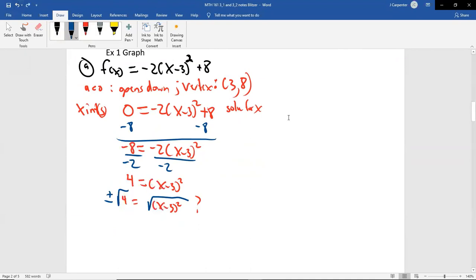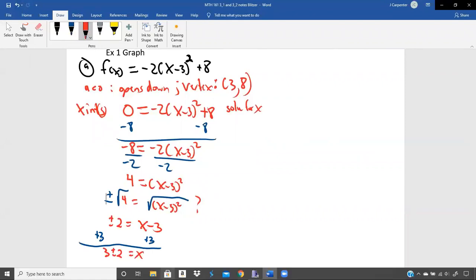Pre-calc 1, pre-calc 2, calculus, differential equations, it doesn't matter. The square root of 4 is 2, so that's a plus or minus 2 on the left side. Then it equals the square root, and the square cancels, so that's just x minus 3. And then we're going to add 3 to both sides, remembering to put it in front of the plus or minus, for reasons. So we get 3 plus or minus 2 is equal to x.